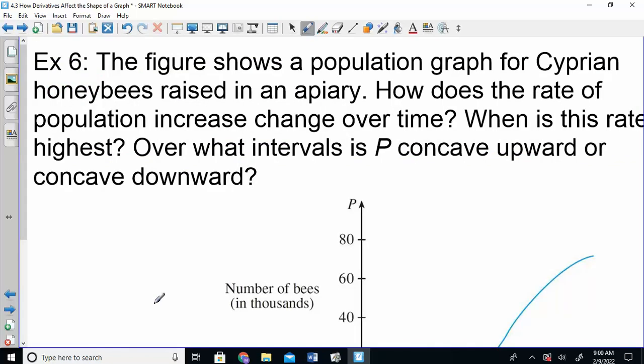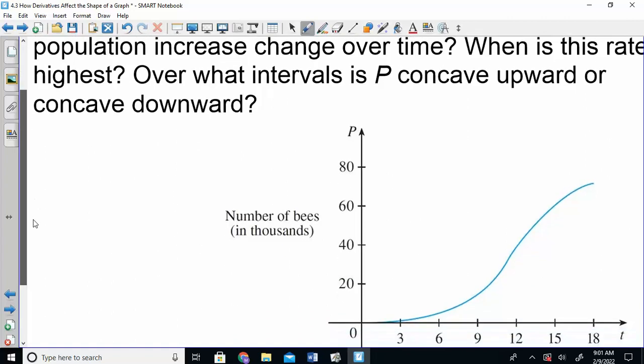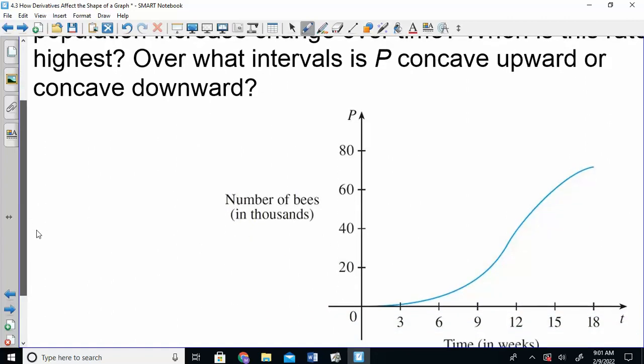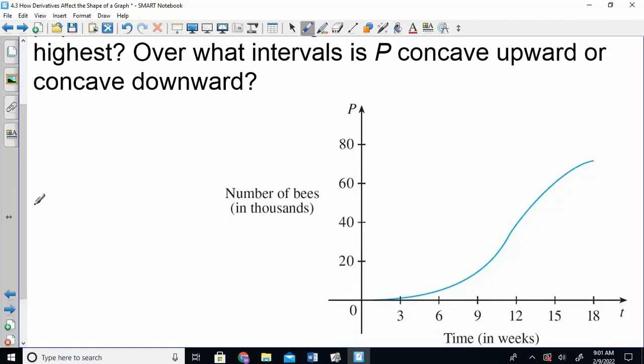Let's look at a problem. This figure shows a population of honeybees. How does the rate of the population increase change over time? When is it the highest? When is the graph concave up or concave down?